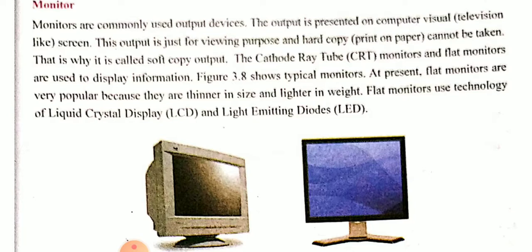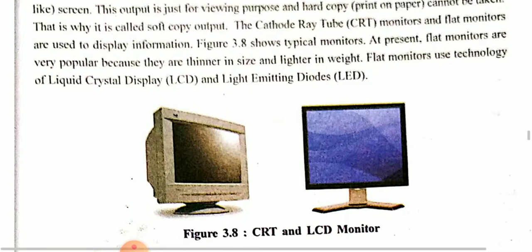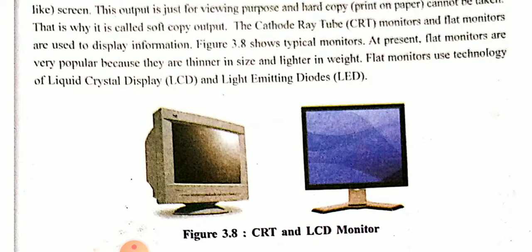When your output comes on paper, it is called hard copy, and when your output is displayed on your screen, it is called soft copy. Look at this picture: there are two types of monitor available, the CRT monitor and the LCD monitor.